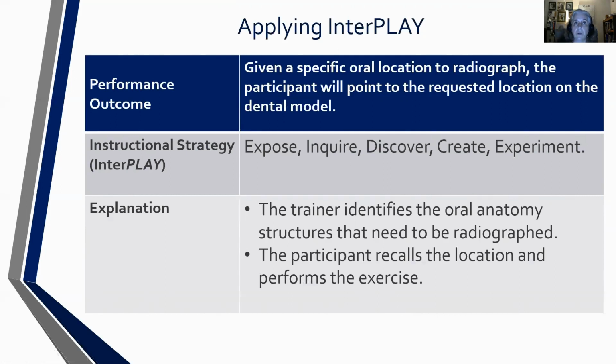Experiment. How do we measure success? It is more than being right or wrong. The trainer will request the participant to point to the requested location to be radiographed. The participant assesses the results of their attempt at identifying the requested location. The participant must integrate the problem-solving skills and assess their performance. If there are difficulties, how are they resolved? Mistakes can be valuable feedback and cause the participant to think outside the box and choose alternative approaches.